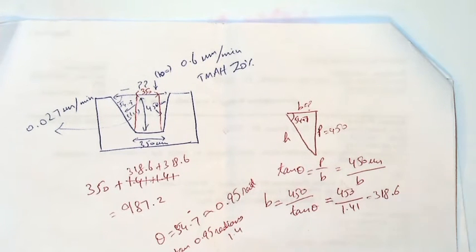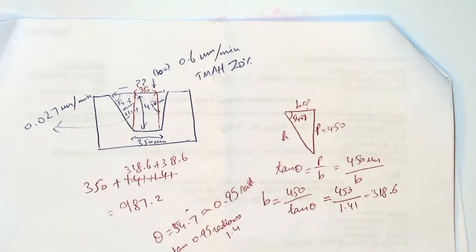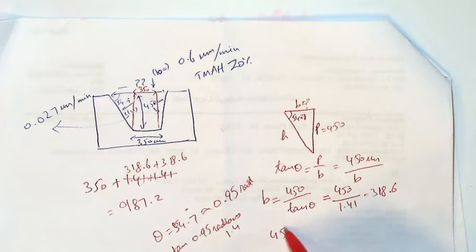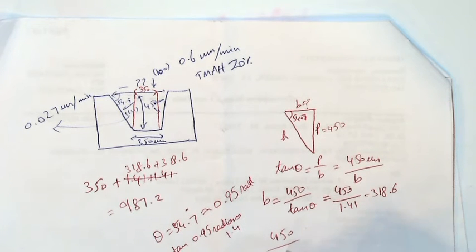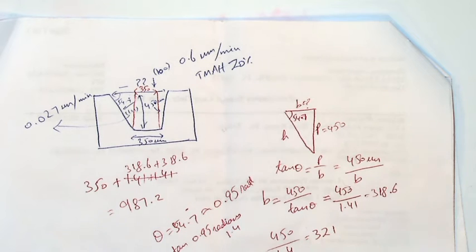$1.398. 1.4. And can you divide now 450 divided by 1.4? 321. 321. 450 divided by 1.4. 321. It's very close. No, it's the same result.